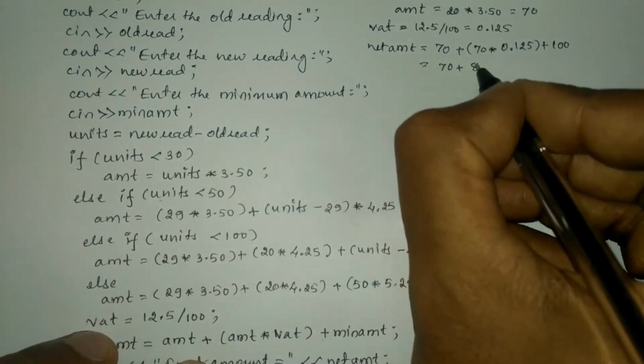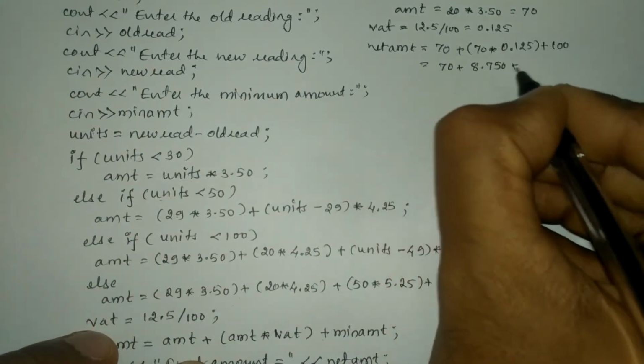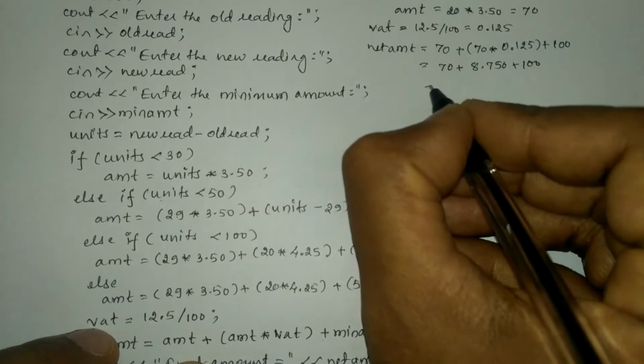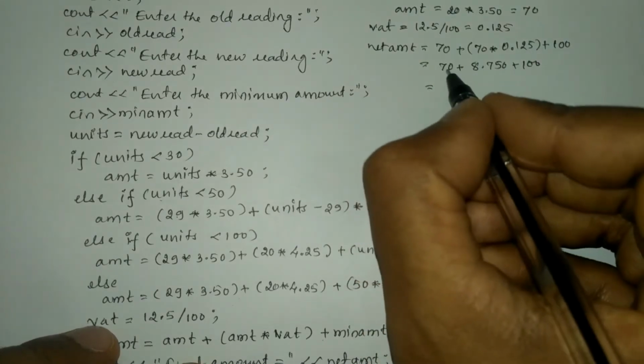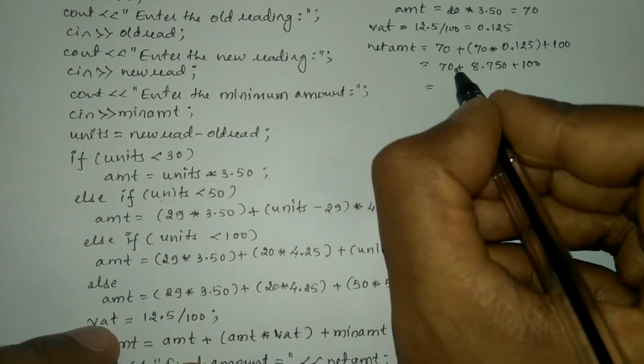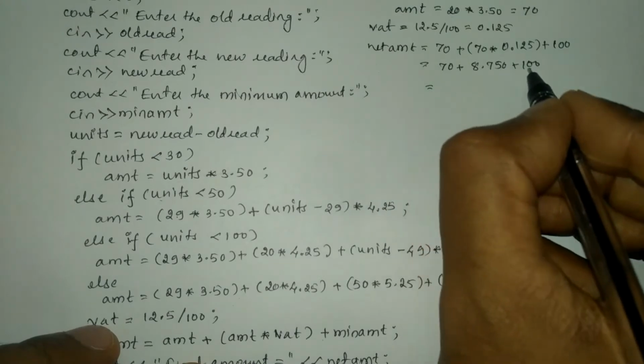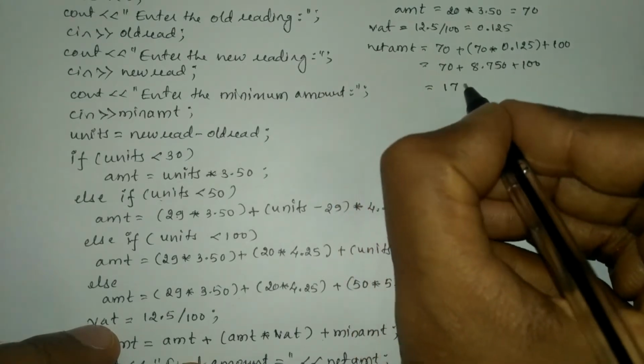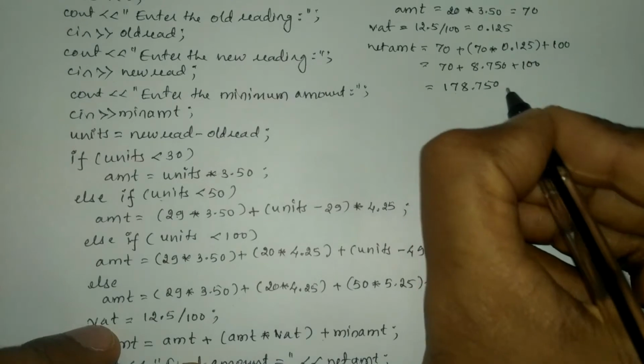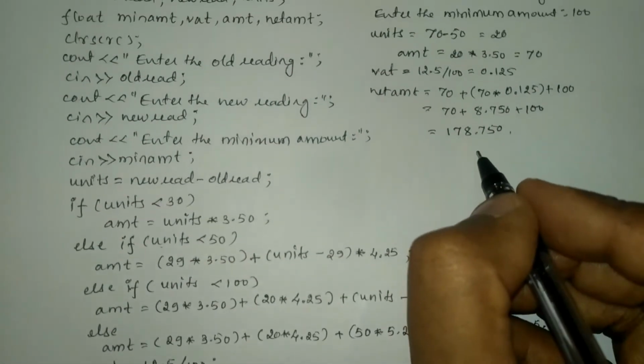Here I'm going to write 8.750 plus this 100. Now you can add 70 plus 8.750 is 78.750 plus 100. So it will become 178.750. So this is the first run.